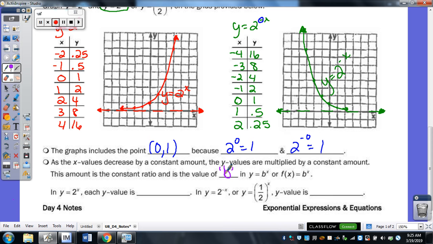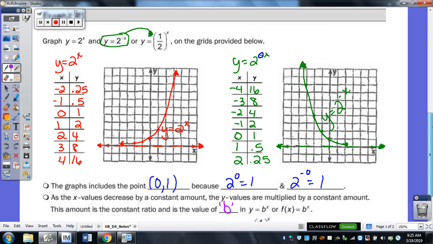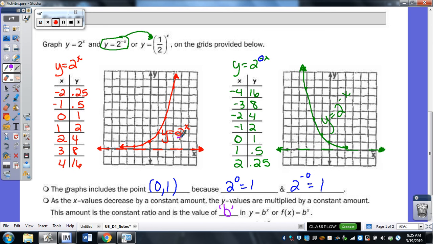So in this first case, our b value here is a 2, because b, base, is what has the exponent attached to it. This base is also a 2, but remember it had that negative exponent, so you could say your base was a 1/2, and then it's to the positive x. So it's whatever you're multiplying by each time, that's your b value.